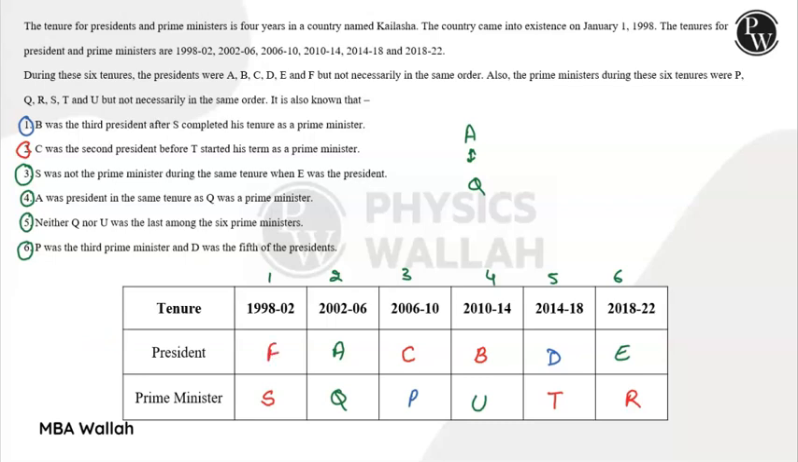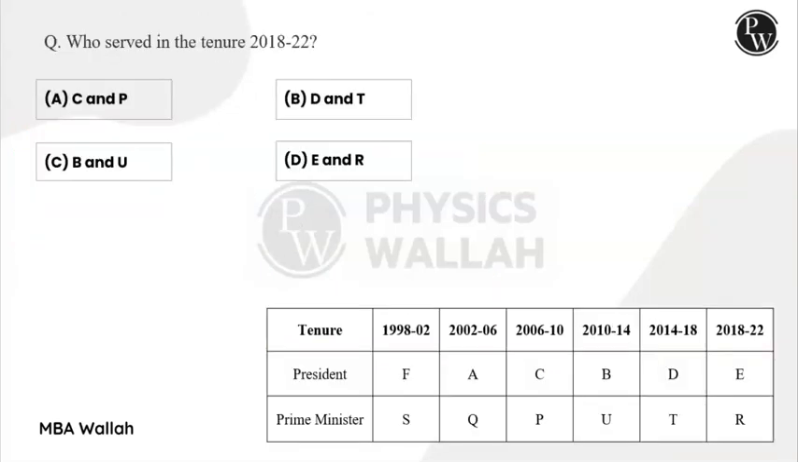So this is our final arrangement. We will use this and solve the question. Who served in the tenure 2018 to 2022? So 2018 to 22, A, B, C, E and R are the ones who served. So option D is correct. I hope you understood well. All the best.